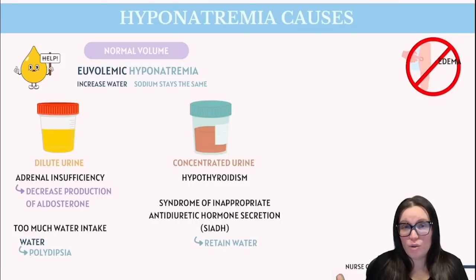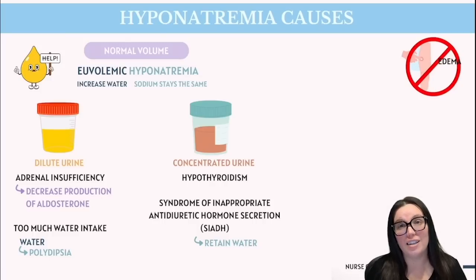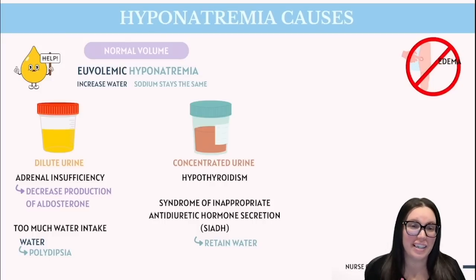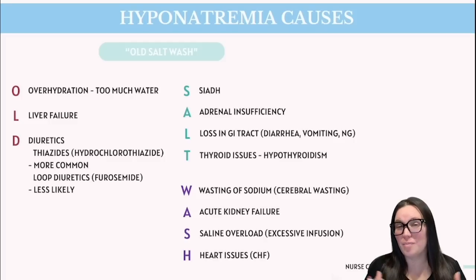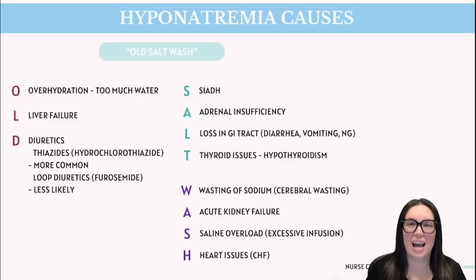So since that extra water is mainly staying in the bloodstream and not leaking into the tissues, the person appears to be a normal volume status, also known as euvolemia, even though the sodium is critically low. Hypothyroidism is also a cause of concentrated urine in this particular situation, though we don't fully understand why. Either way, the end result is too much water, not enough sodium, and the blood sodium level is out of balance. So what are some other common causes when it comes to hyponatremia?